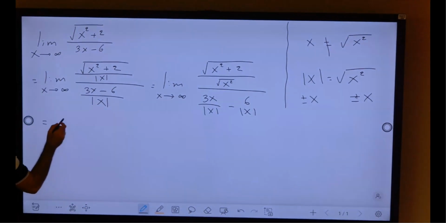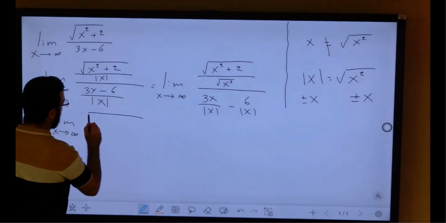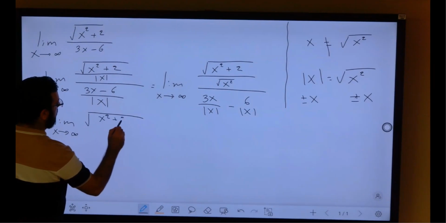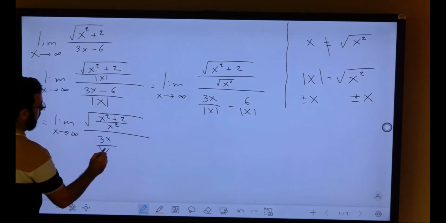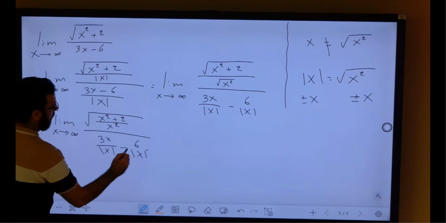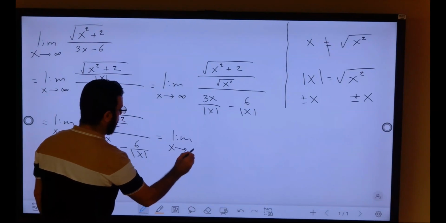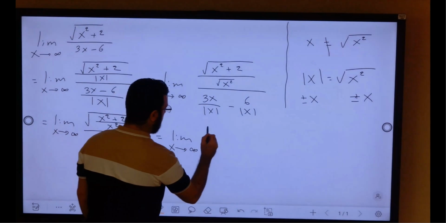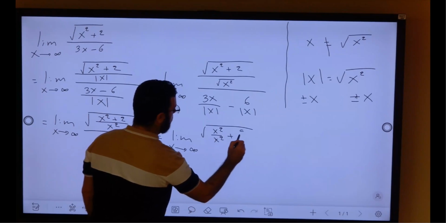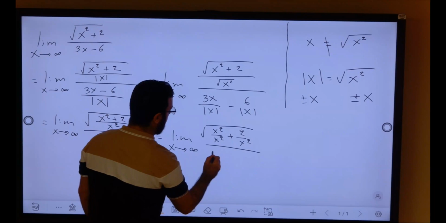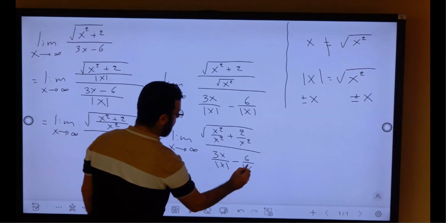Now let's check on the top. Is that the same thing? The limit as x approaches infinity of the square root of x squared over x squared, plus 2 over x squared, and everything here is a 3x over. Yes or no?